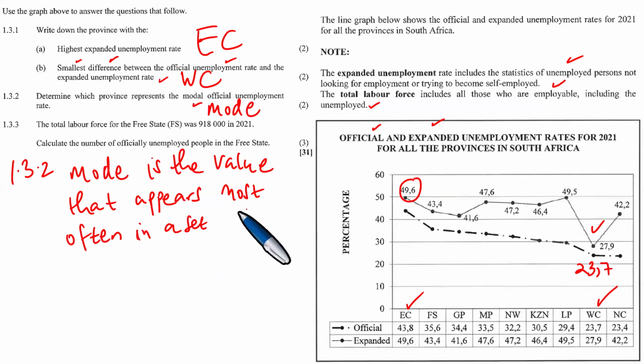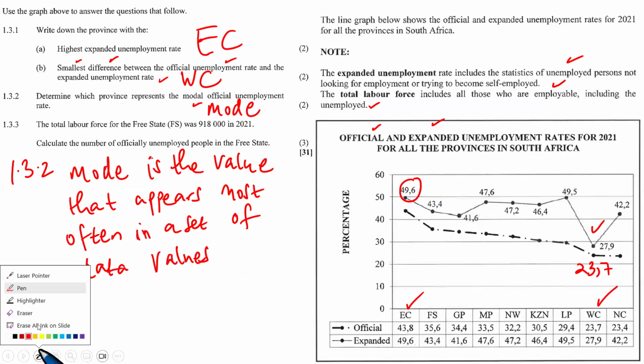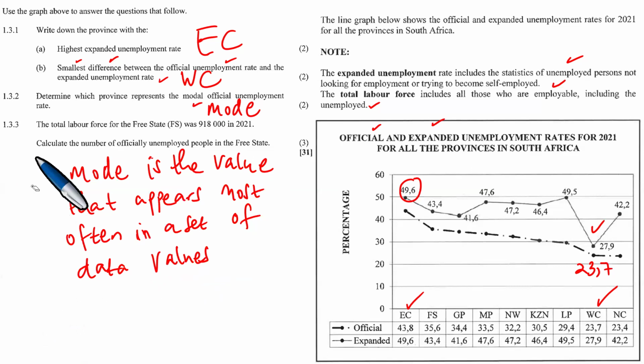In a set of data values. Mode is the value that appears most often in a set of data values. Okay, but this is not the answer to your question. It is just a definition.